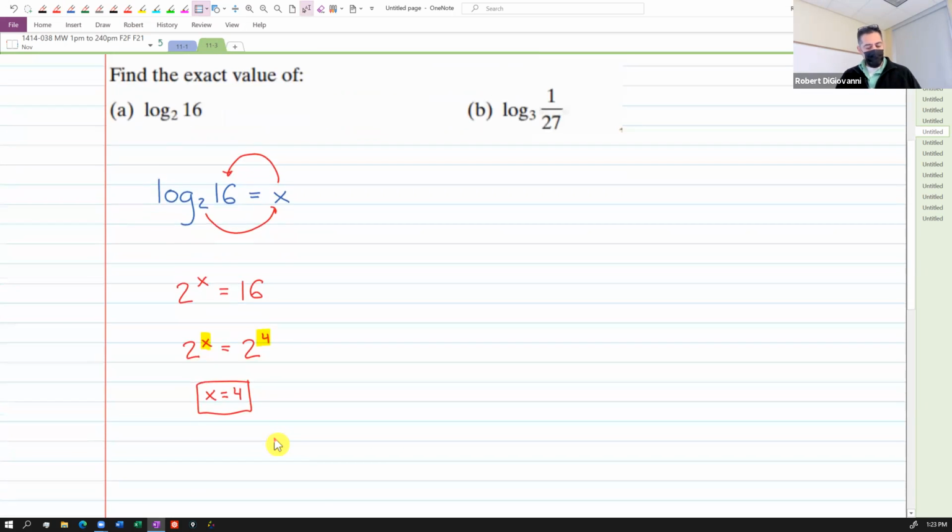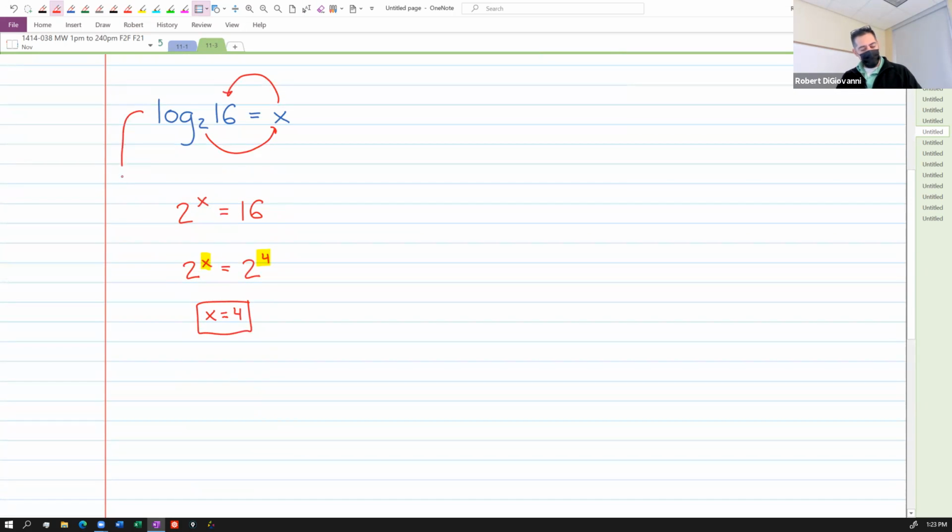So what I'd like to do now is go back to the original problem and write down what we just discovered. Log base 2 of 16, we said the answer was 4, right? That's the answer. And you can check it for yourself right now. 2 to the 4th power is 16.